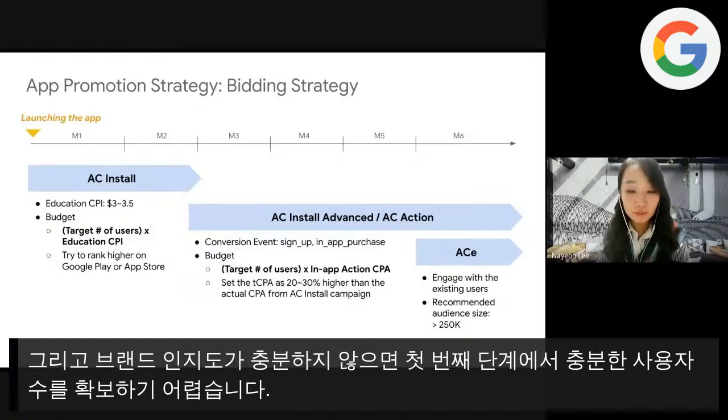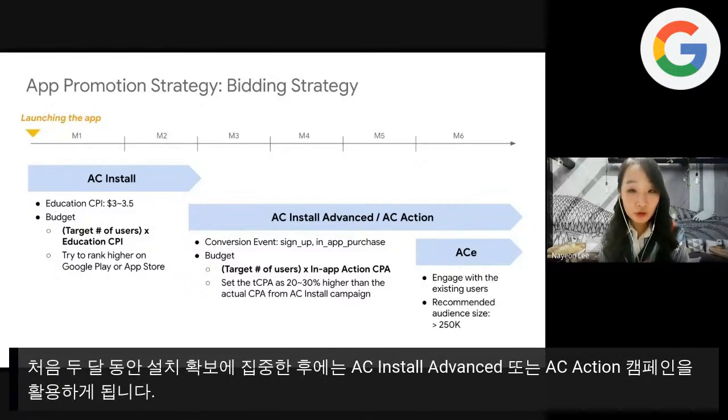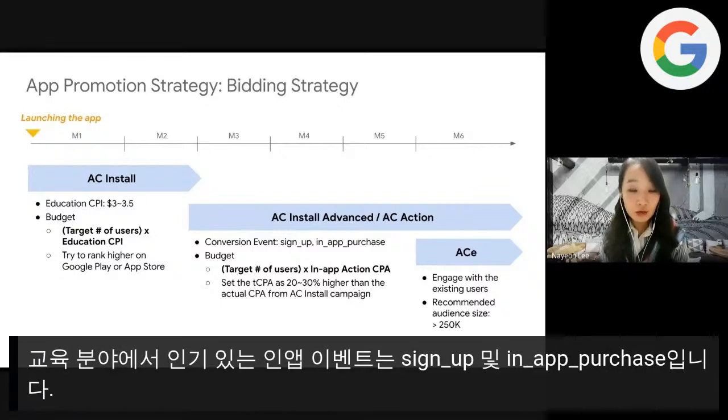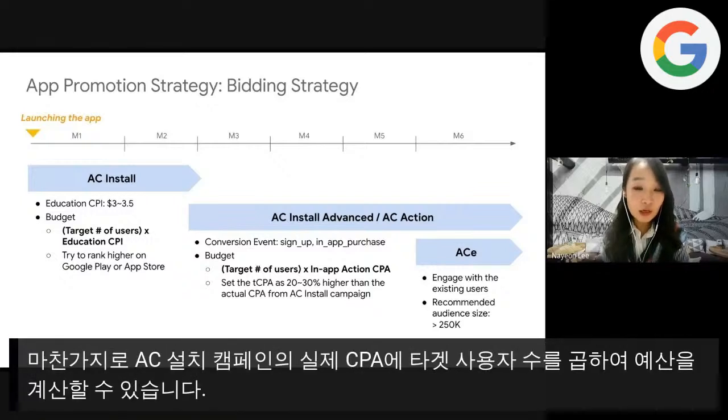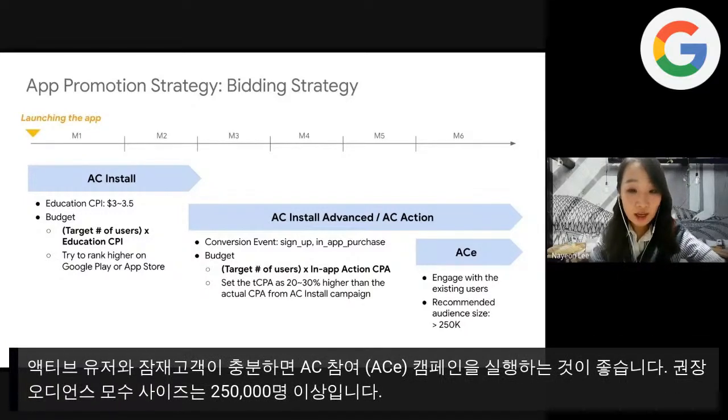After focusing on the install for the first 2 months, you will utilize AC Install Advanced or AC Action campaigns. The popular in-app events for education vertical are sign up and in-app purchase. And similarly, you can calculate the budget of the actual CPA from AC install campaign multiplied by the target number of users. After having enough active users and audience, we recommend running an AC engagement campaign. The recommended audience size is more than 250,000.